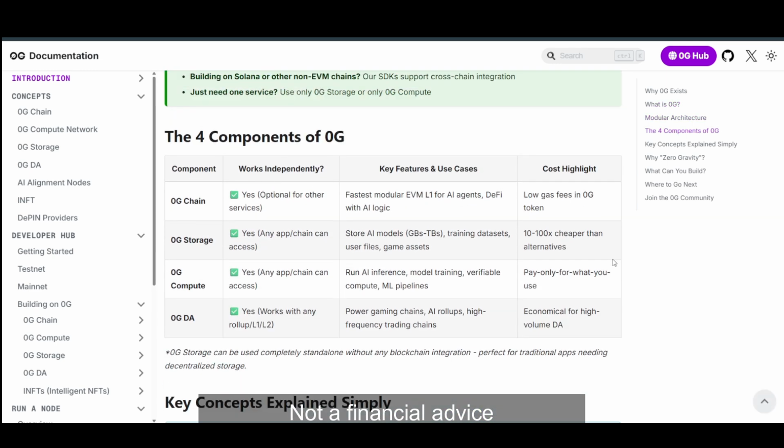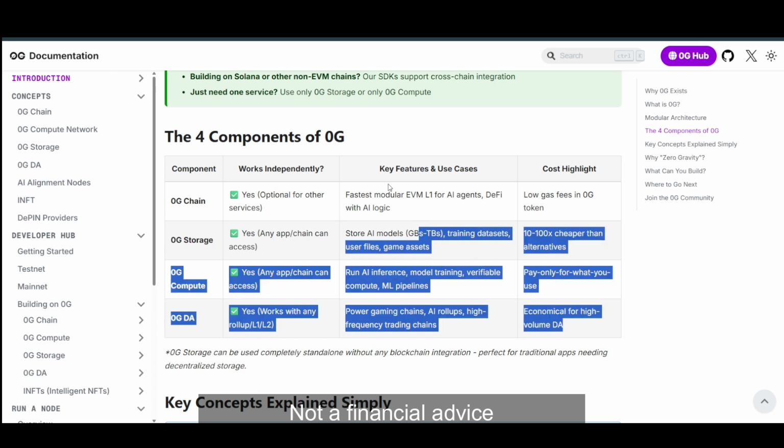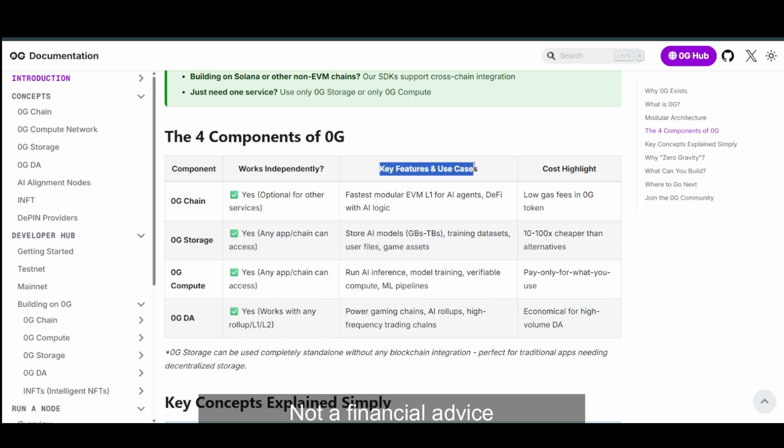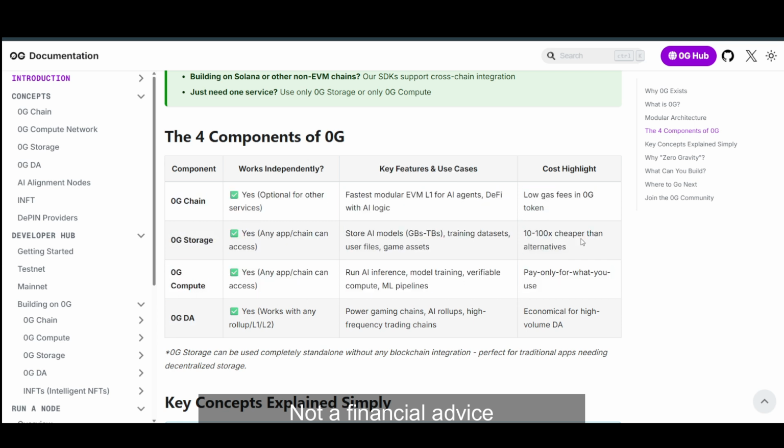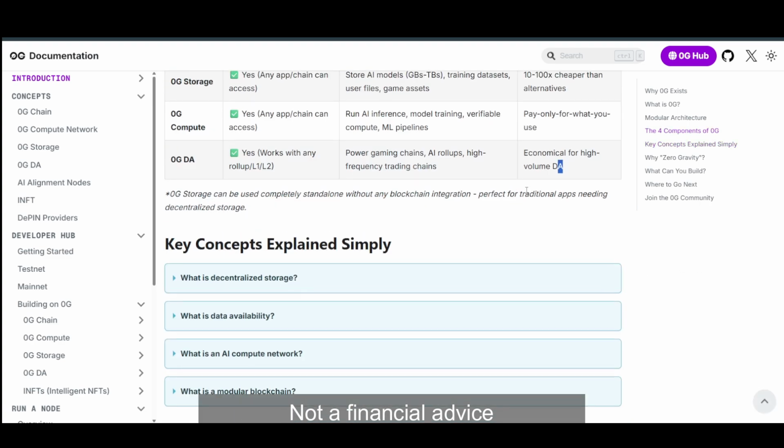Now this is going to be a really interesting one. They do have key features and use cases for their different products. As you can see here, it is relatively cheaper. It has low gas fees in the 0G token, of course. Pay only for what you use. So that means you do need to use the 0G token to pay. After that, they have economical for high volume TA. So let's see what happens. But overall, it seems like a really interesting one.